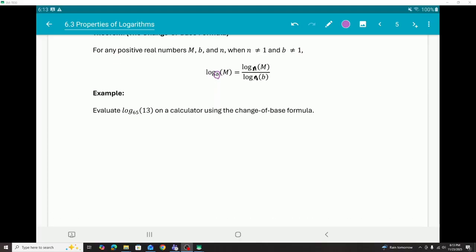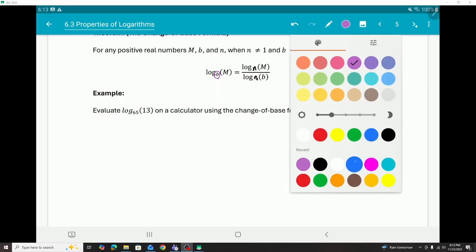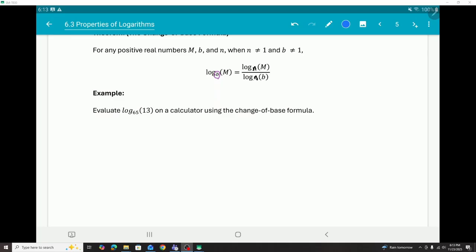So as an example, evaluate log base 65 of 13 using the change of base formula. So we need a calculator for this. But the idea is our calculator doesn't have a log base 65 button on it. So we say, well, why don't I either use the common log, which is base 10, or the natural log, which is base e. Those are both on the calculator. And I'm going to use the natural log because it has less letters.